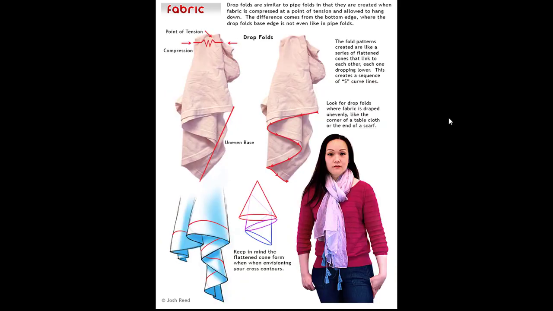This is the drop fold. Drop folds are similar to pipe folds in that they are created when fabric is compressed at a point of tension and allowed to hang down. So when a cloth has a point of tension and the rest of it is hanging, it can show you drop folds, and it's kind of an S shape.